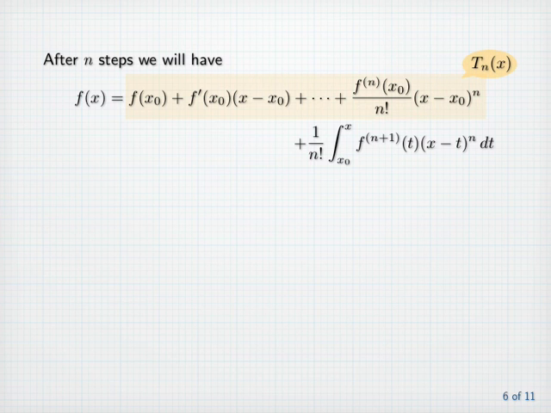The terms in the first line on the right-hand side are precisely the nth Taylor polynomial T sub n of x, and so the integral term on the second line must be the nth remainder R sub n of x, which is exactly what we wanted to show. Now for the Lagrange formula for the remainder.